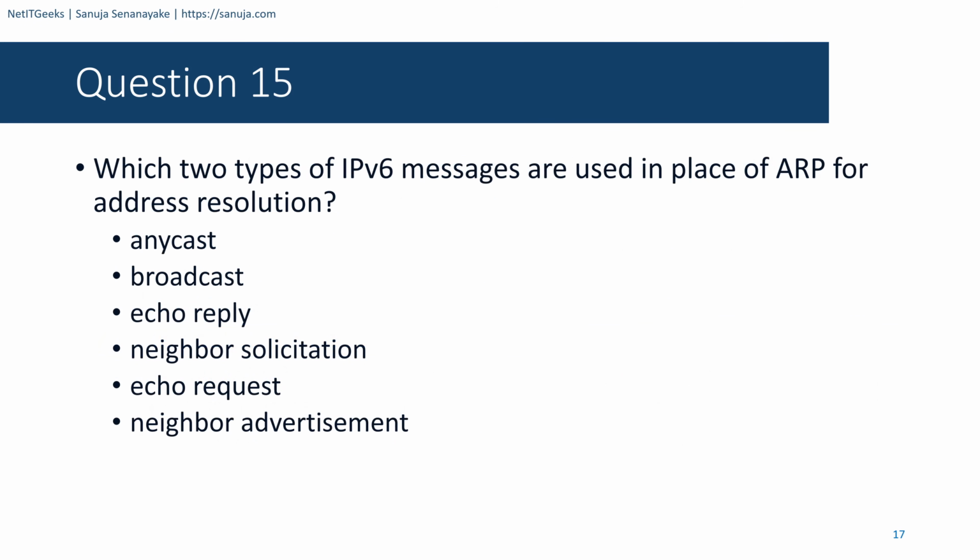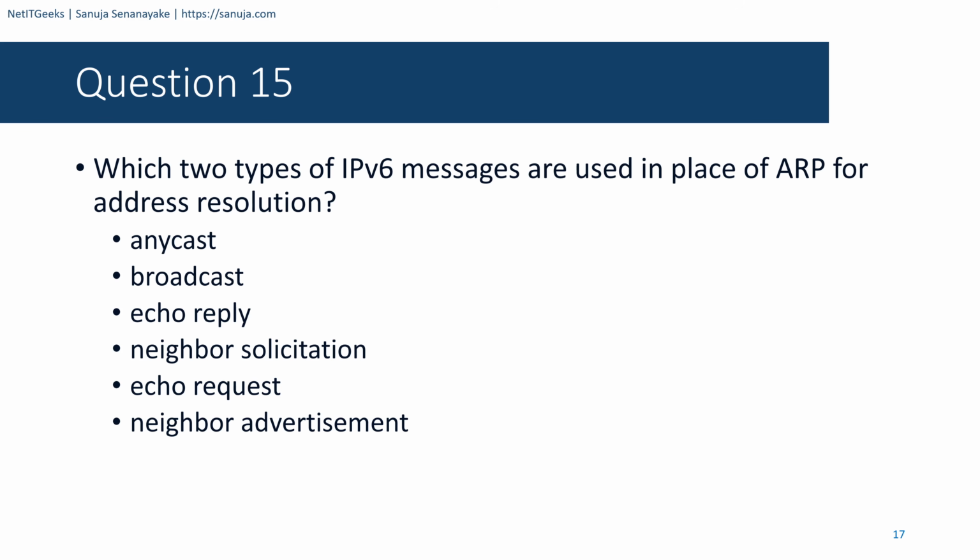Question number 15. Which two types of IPv6 messages are used in place of ARP, address resolution protocol, for address resolution? The options are: anycast, broadcast, echo reply, neighbor solicitation, echo request, neighbor advertisement.